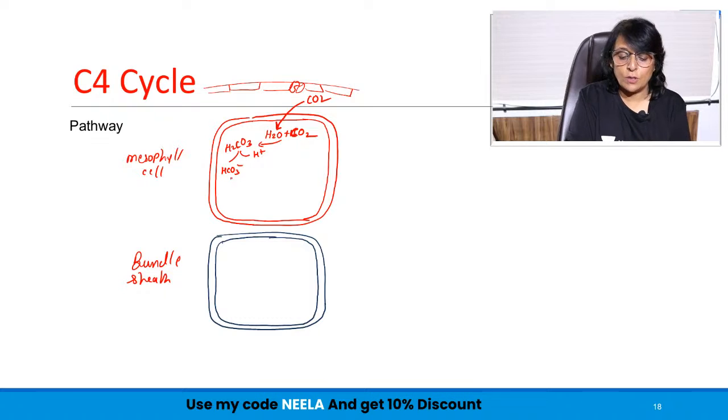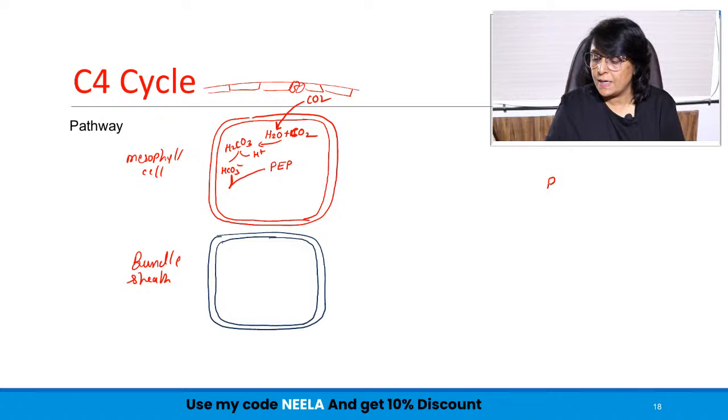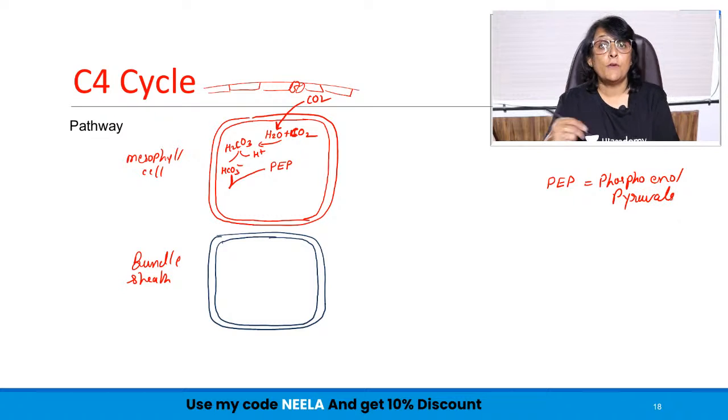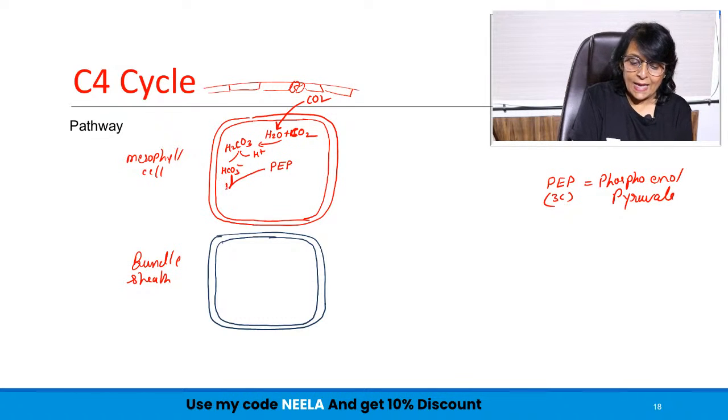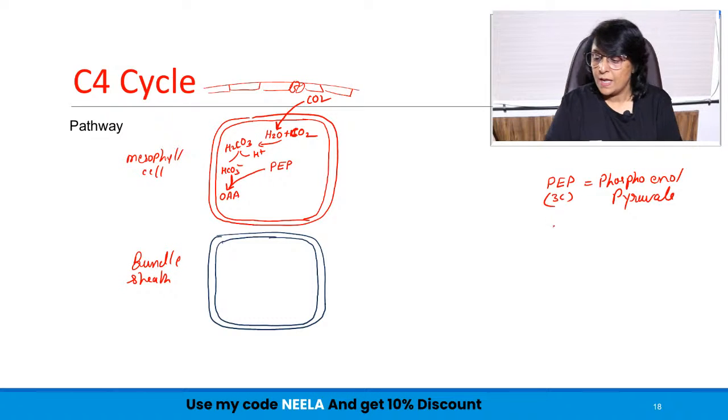So which molecule is going to accept this bicarbonate? That molecule is phosphoenol pyruvate. So let us write this down. Phosphoenol pyruvate is a 3-carbon compound, and 1 carbon is coming from this bicarbonate ion, and this results in formation of a 4-carbon compound, that is oxaloacetic acid.